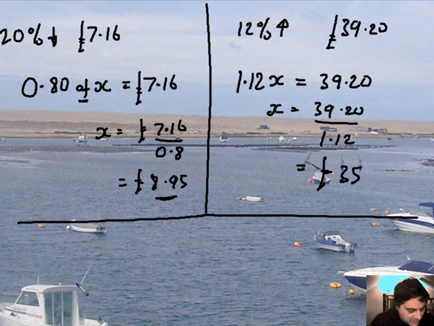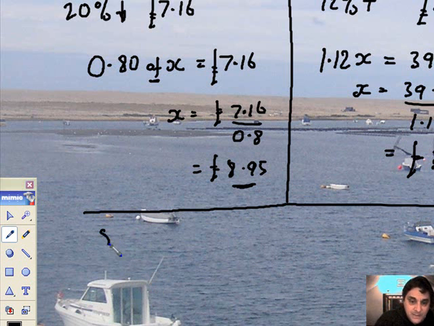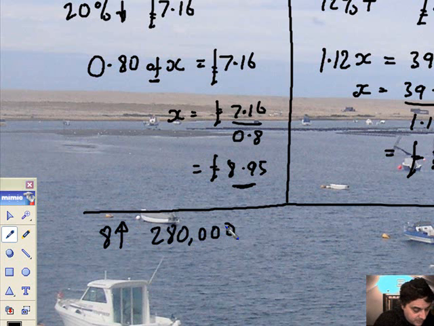And it says the population of an island has risen 8% since last year. So let's just set it up myself. 8% up. The population is now 280,000. Must be a village or something. What was it a year ago? Give your answer to a suitable degree of accuracy.